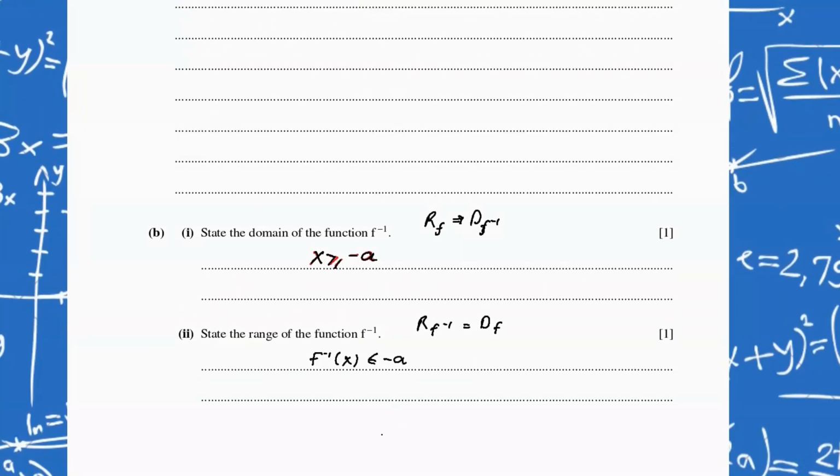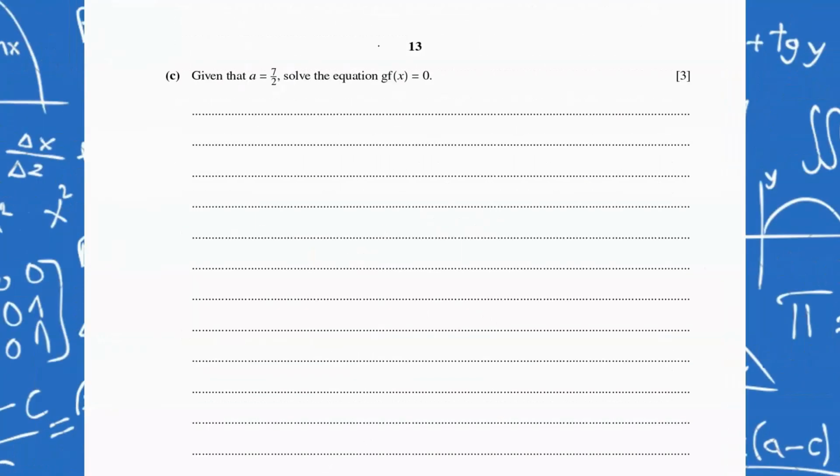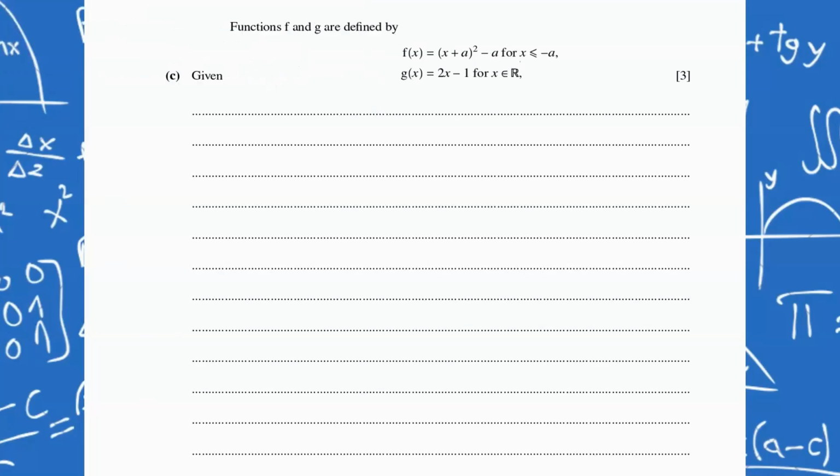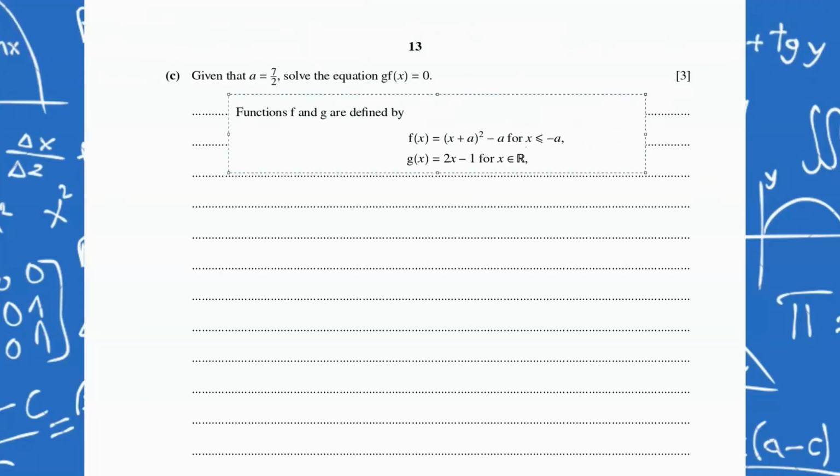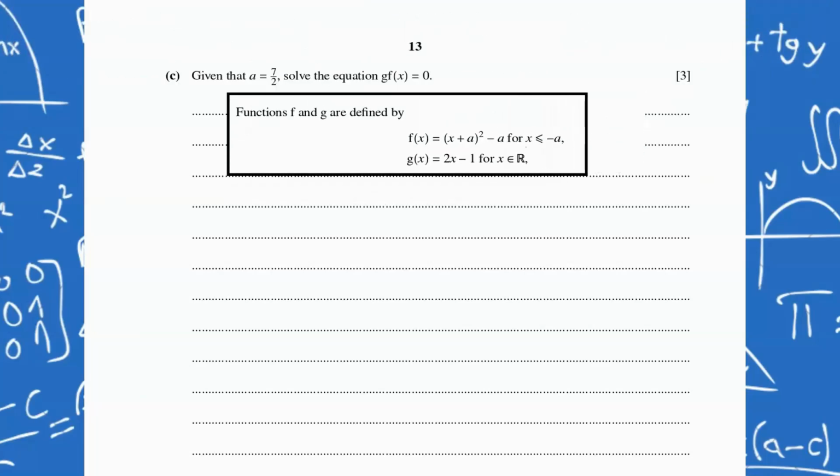Let's go on to the next part, and that's part C. It says, given that a is equal to 7 over 2, solve the equation g of f of x equal to 0. Right. Now, the original information we have for question 8 is this information here. That's what they told us at the beginning of the question.